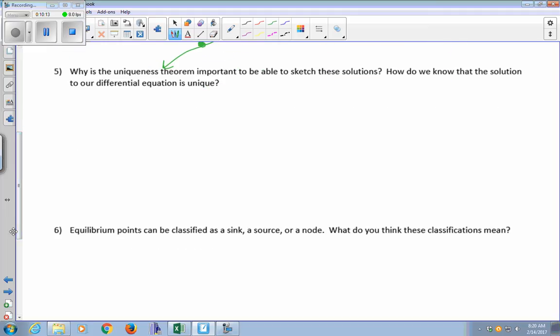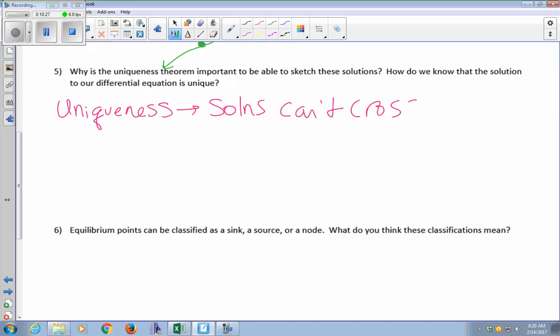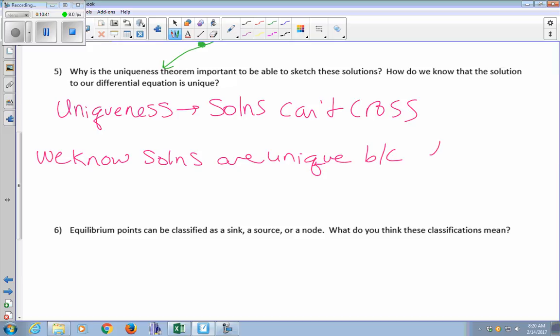So this is what we were just talking about. The uniqueness theorem means we can't cross equilibrium solutions. Uniqueness means that solutions can't cross, and we know it's unique because the partial of the right-hand side with respect to y is continuous.